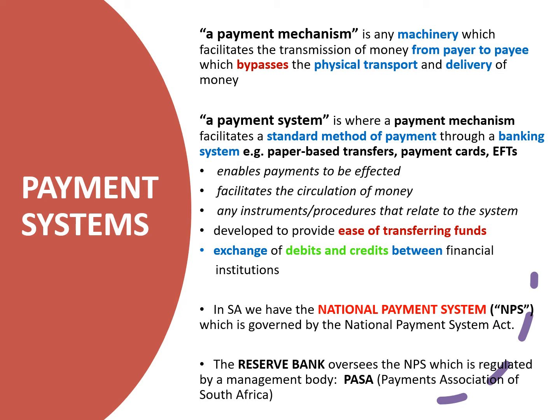In South Africa, our payment system is known as the National Payment System, the NPS, and this is governed by the National Payment System Act. As we discovered previously, the Reserve Bank oversees all banking transactions, and so of course they also oversee the running and the regulation of the national payment system. They have a sub-management body that is appointed to assist them in this overseeing function, and this is known as PASA, or the Payments Association of South Africa.